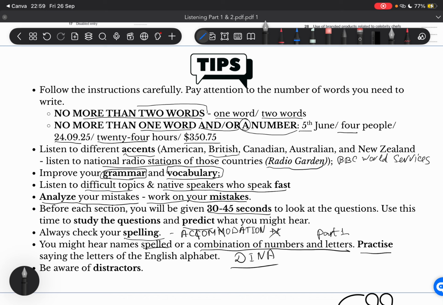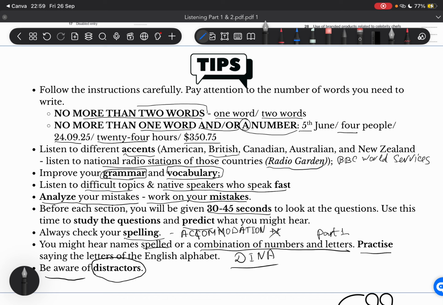So that's how they spell names, and you have to get them right when they do. That's one of the questions in part 1. And lastly, be aware of distractors. This is a main trap for a lot of test takers. They might give you the answer at first, but then they might change the answer in the recording.